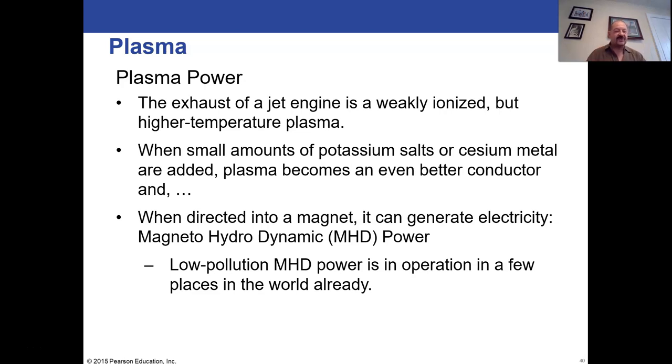And it turns out that this is a very low pollution form of power. It's called Magneto Hydrodynamic Power, or MHD for short. And it's already operational in a few places around the world. There are research labs doing it in the US, Australia, Italy, China, Russia, the former Yugoslavia in Bosnia-Herzegovina. So it's being worked on in a number of places.